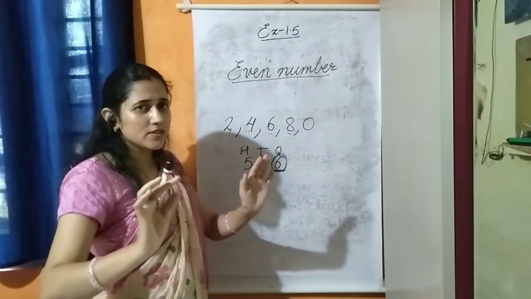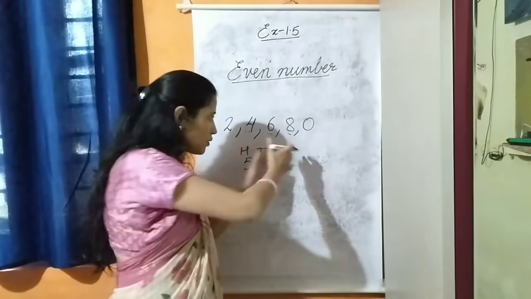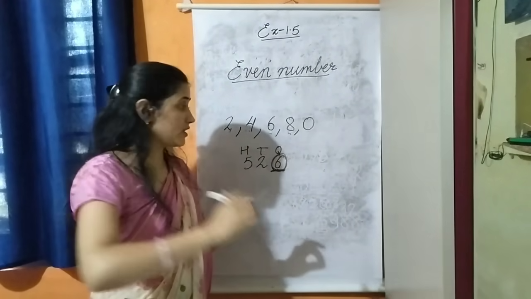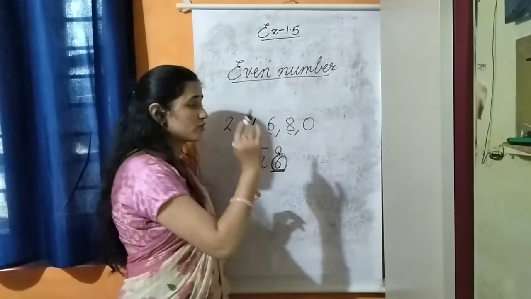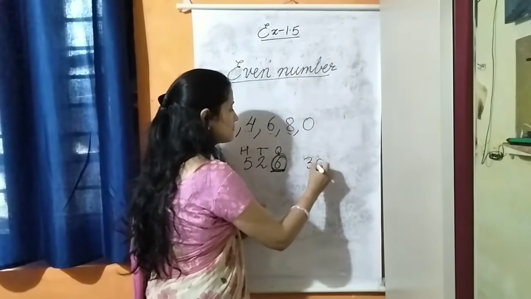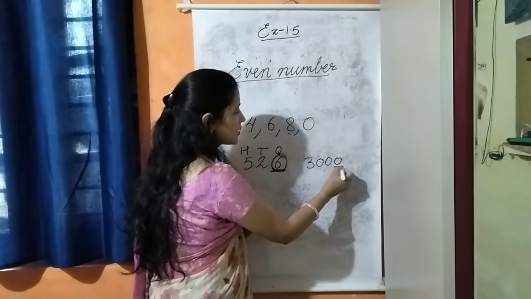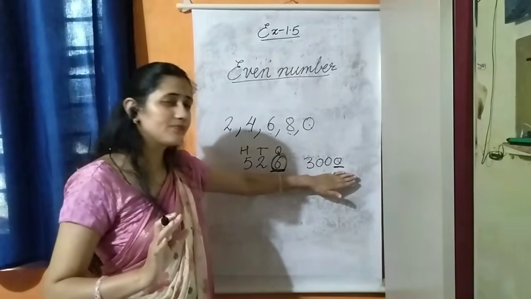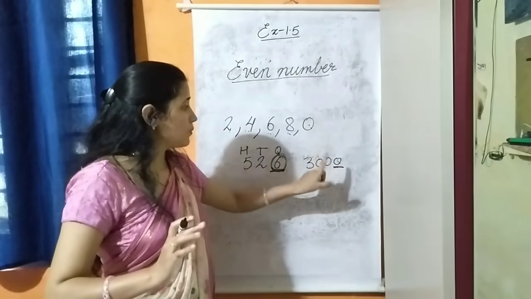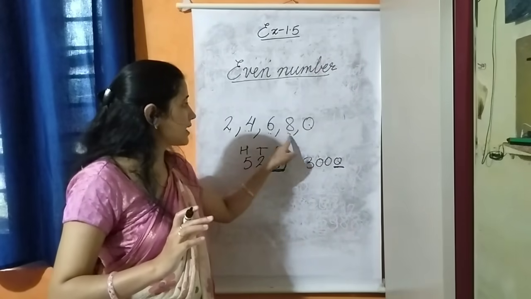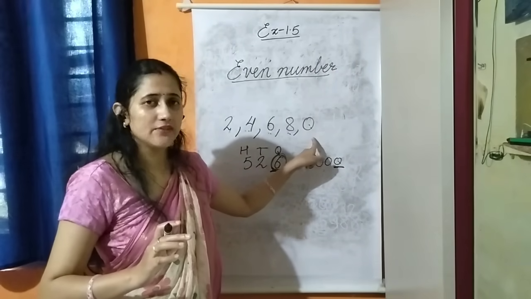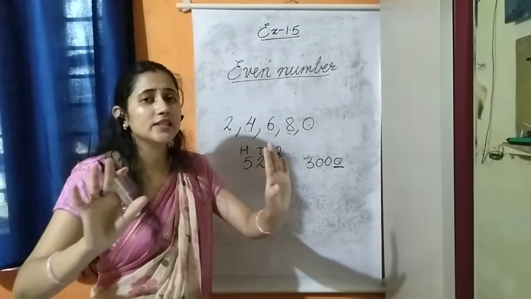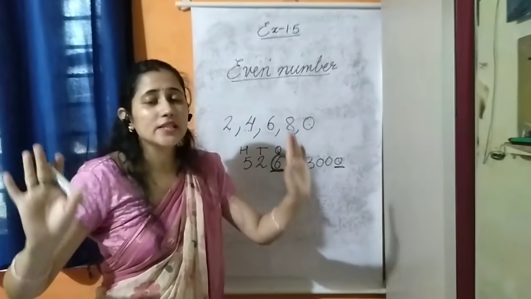Students, you know how to find out the place values. You know which place is given where. So please always see the ones place of a number. If at the ones place 2, 4, 6, 8, 0 is there, then it is even. 3000, what do we have at the ones place? 0. That means 3000 is an even number. Ones place should be 2, 4, 6, 8, 0 if the number is even. If at the ones place 2, 4, 6, 8, 0 is not there, then that number is not an even number.